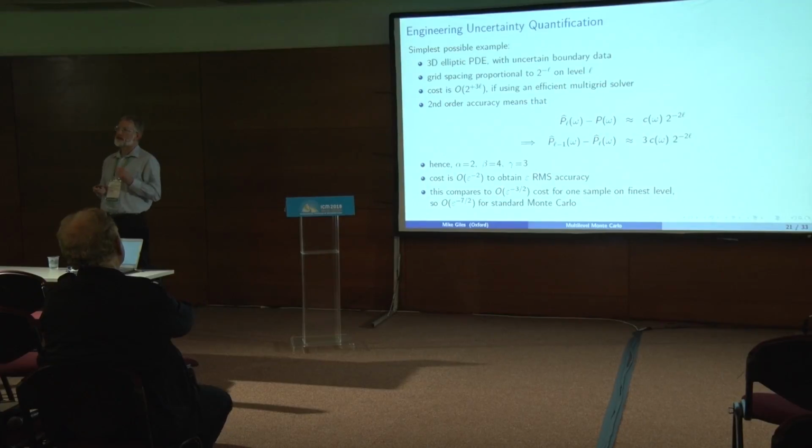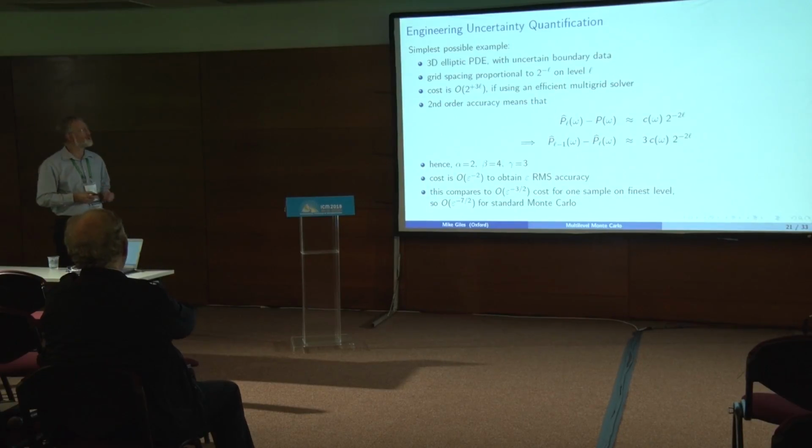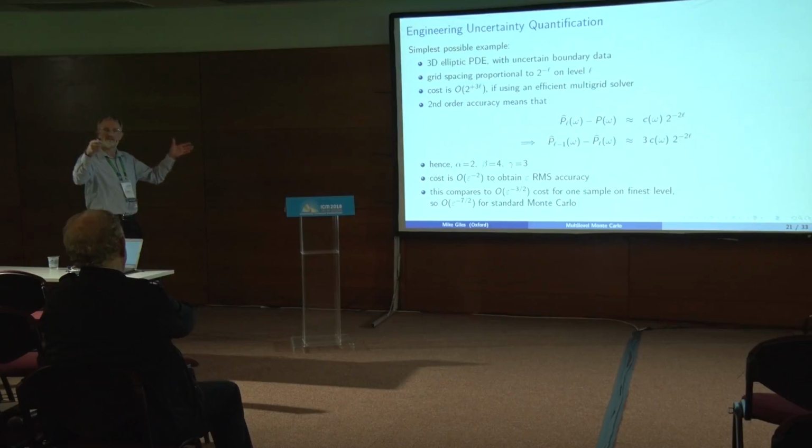Just as a simple example, consider the case of a 3D elliptic PDE where we've got random boundary data. Okay? And so again, if we have grid spacing proportional to 2 to the minus L on level L, so we're doubling the resolution on each level, if we have a really good multigrid solver, the cost will be proportional to the total number of grid points. So that'll scale like 2 to the 3L. So that gives us a gamma of 3.